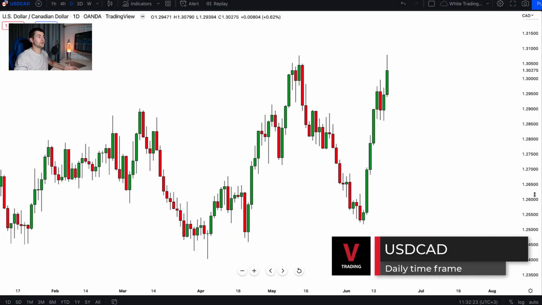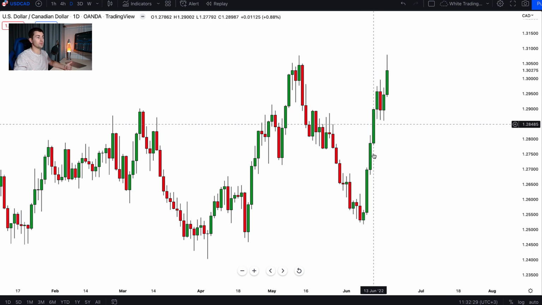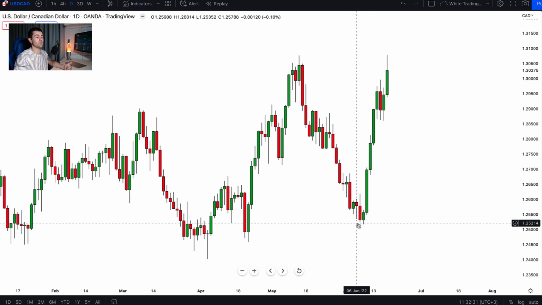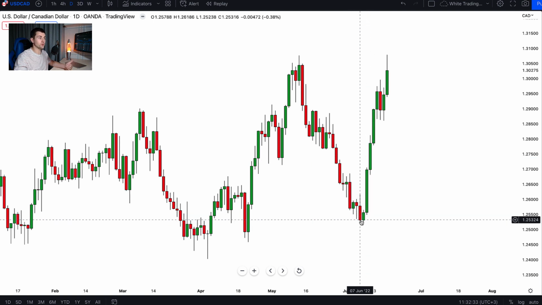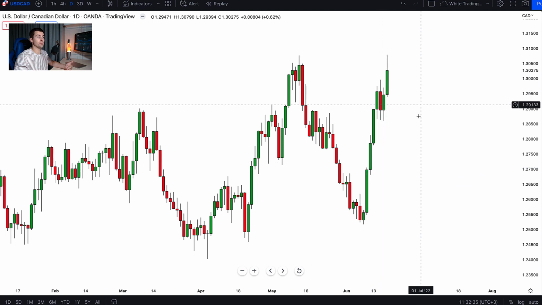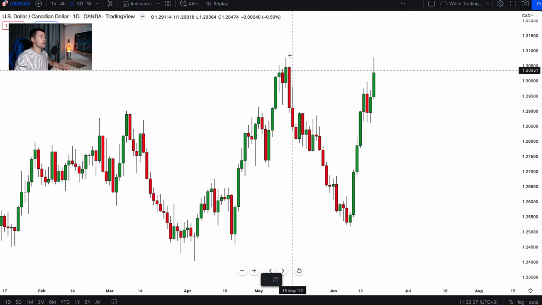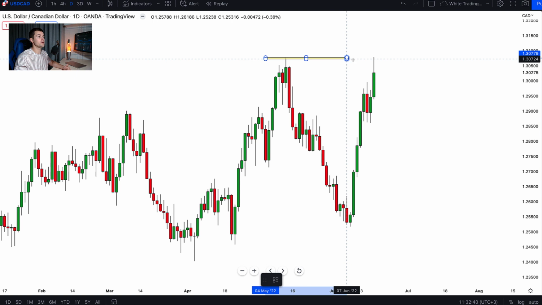Now let's briefly take a look at dollar CAD here. You can see that from the beginning of June, the market is very bullish. Once we reached the structural low, bulls started to push. Yes, and here we got a very sharp bullish movement. And ahead is a current year's high.